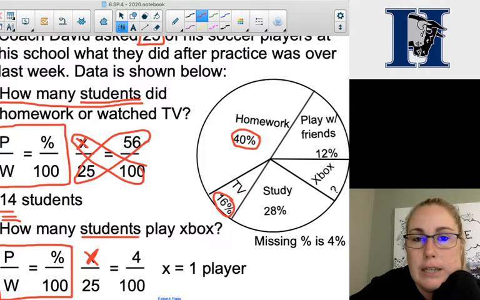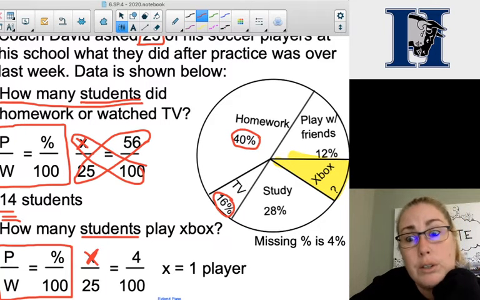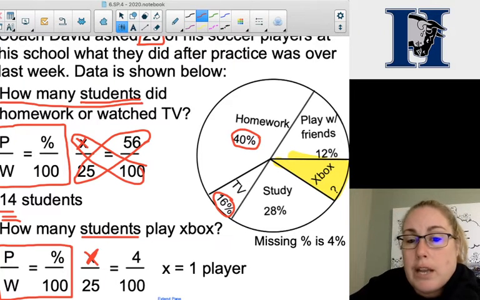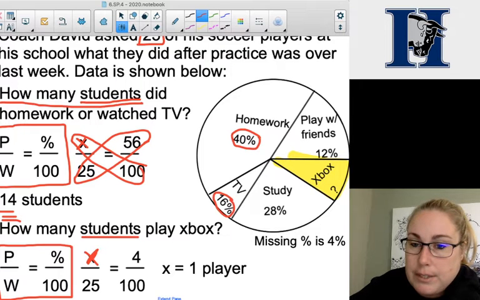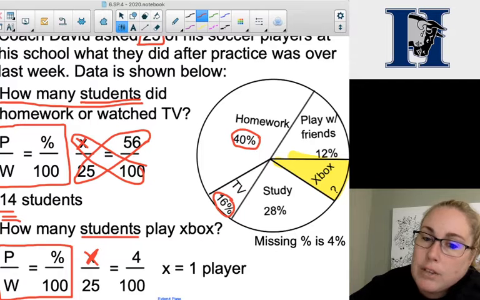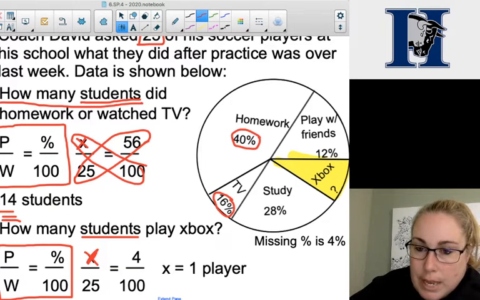So Xbox is missing its percent over here. If we look at our circle graph, we do not have information for what percent of students played Xbox. So how do we figure that out? Well, the whole circle equals 100. And we subtract all the other pieces, and what is left is Xbox. So 100, take away all this other information, will give you 4%.